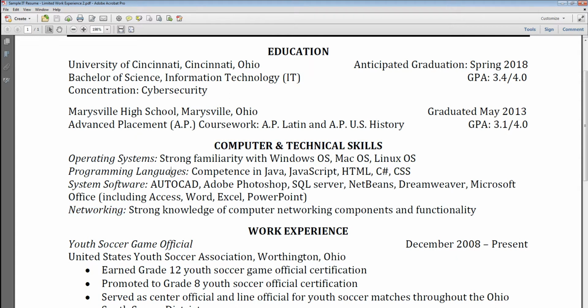So for operating systems, as an example, what I did here is I listed strong familiarity with Windows OS, Mac OS, Linux OS. So you could do the same if you would like. Programming languages, I know as a result of your curriculum you gain exposure to languages such as Java, JavaScript, HTML, C#, CSS. Depending on the number of classes you've taken, chances are you'll have some exposure to these.